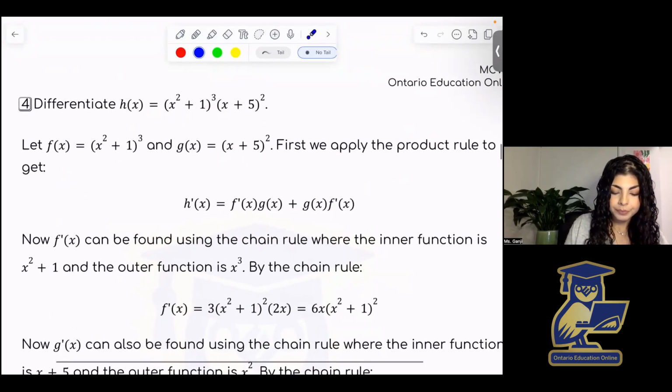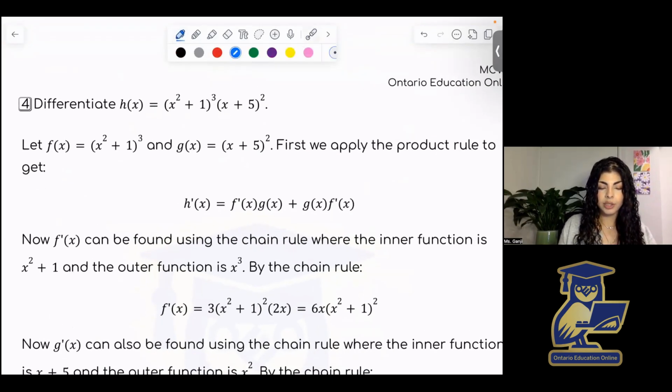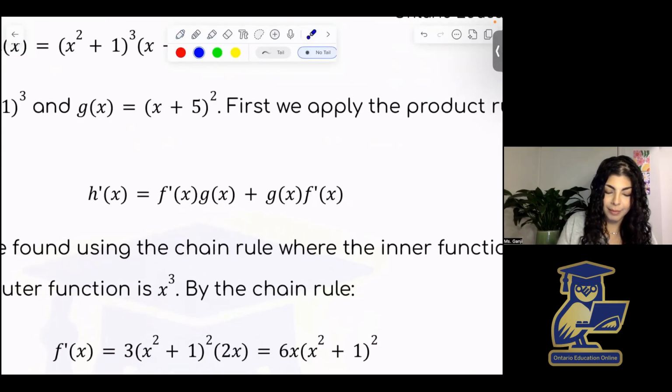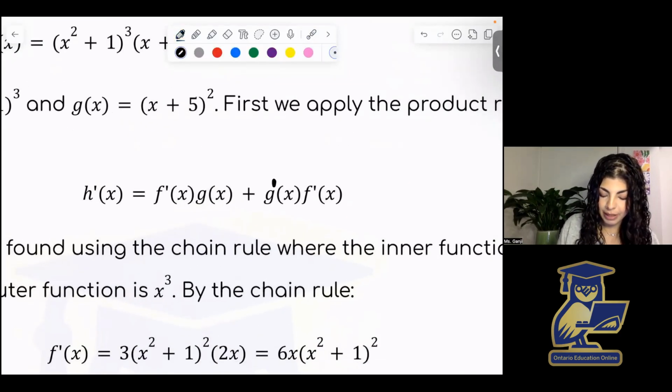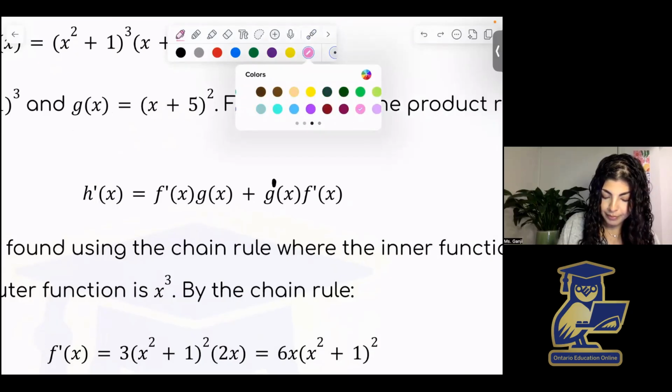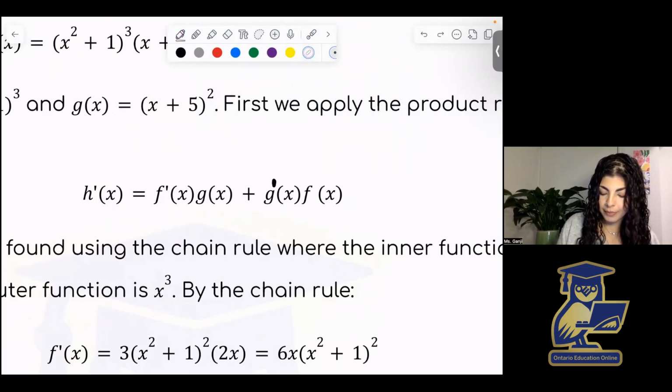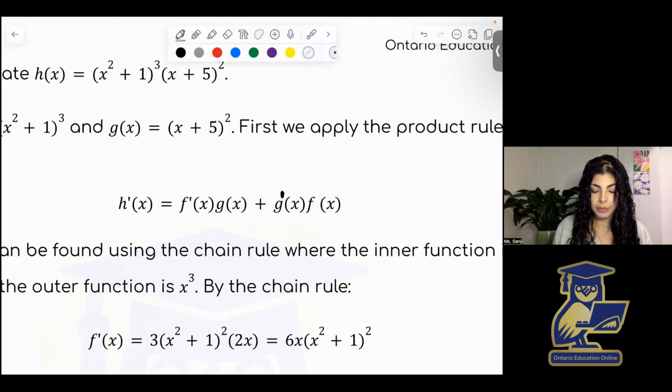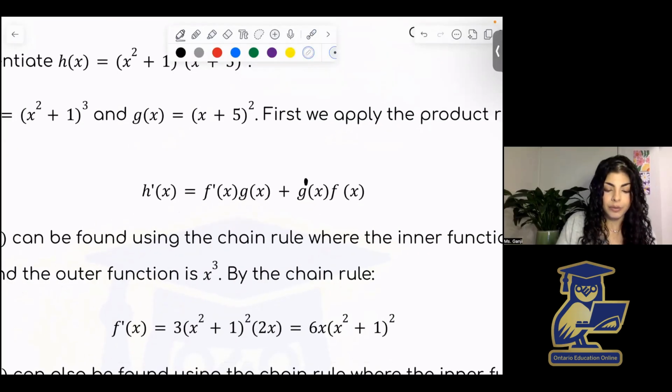And here I just rewrote the product rule as f prime of x times g of x plus g of x times f prime of x. But we need to find now that, oh, my bad. This should be g prime of x, and then just over here. I'll edit this for you guys, but there. Because we need the derivative for each of those.